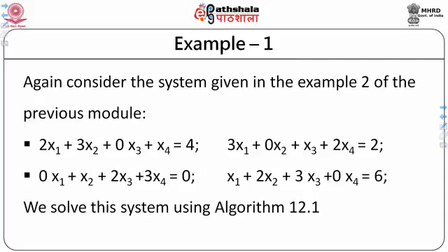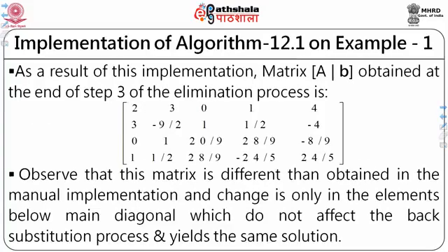Now we are going to consider the same example that we discussed in the previous module. So, we solve this system using this algorithm now. As a result of implementation, I take the augmented matrix obtained at the end of step 3 of the elimination process, and I will get this matrix. You can see that these below-diagonal elements here are non-zero, and the rest of the elements will be the same as the ones which we computed earlier.